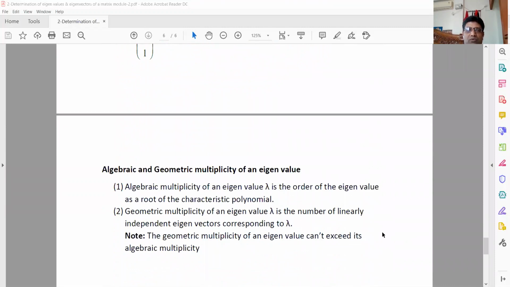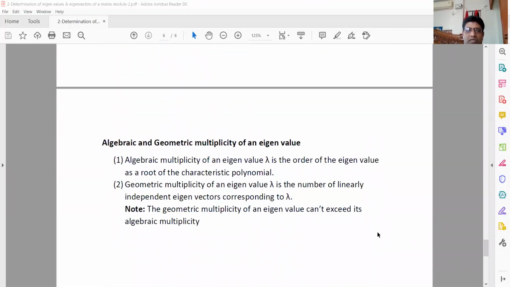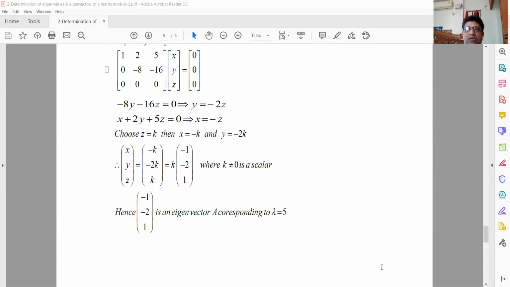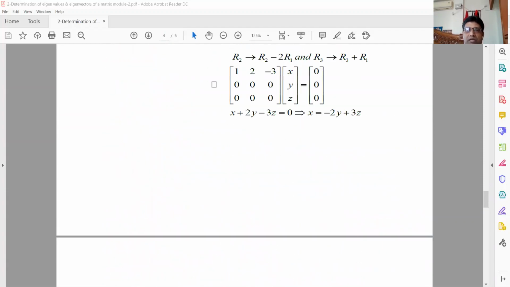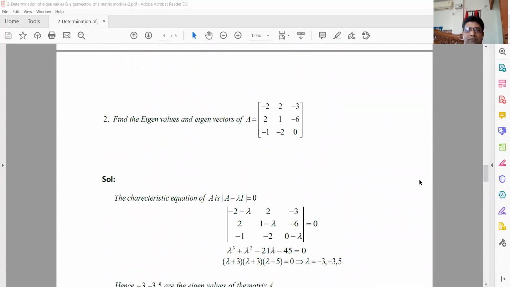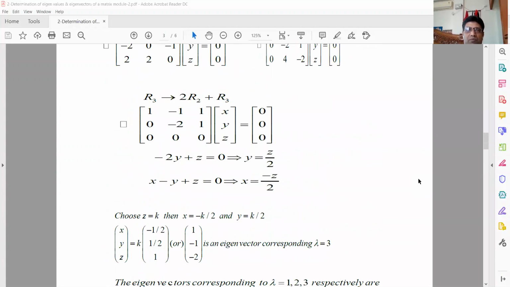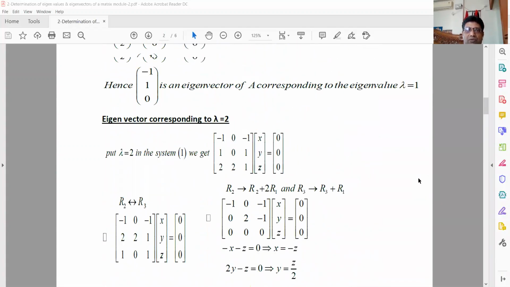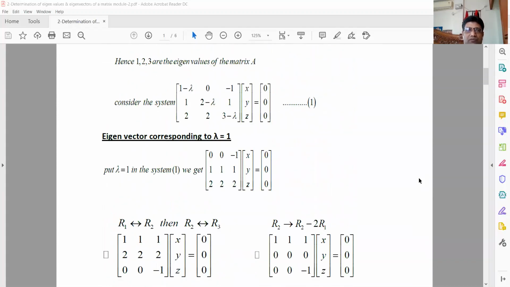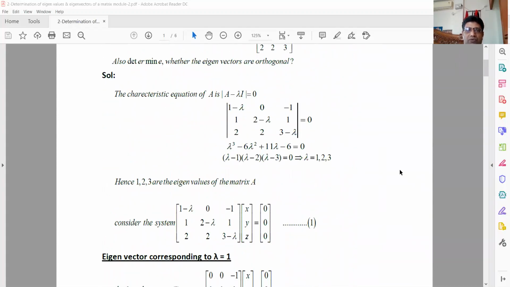And here one more thing you can observe is algebraic and geometric multiplicity of an eigenvalue. This is very simple. Algebraic multiplicity is nothing but how many times it is repeated. Geometric multiplicity means for that particular eigenvalue, how many eigenvectors you got. For example, let us go to the first problem, where all the eigenvalues are distinct.